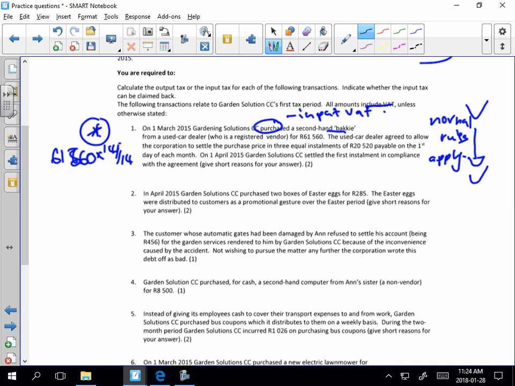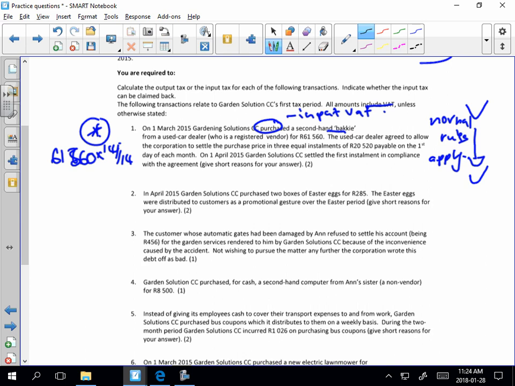All right, second transaction. In April 2015, they purchased two boxes of Easter eggs for 285. Input or output VAT? Input VAT, 285. And we are told that the Easter eggs were distributed to customers as promotional gestures over the Easter period. So we bought Easter eggs. Why did we buy the Easter eggs? Promotional purposes. If it's for promotion, what are we doing? Providing them with food. So therefore, that is entertainment.